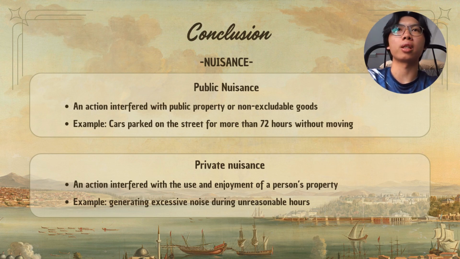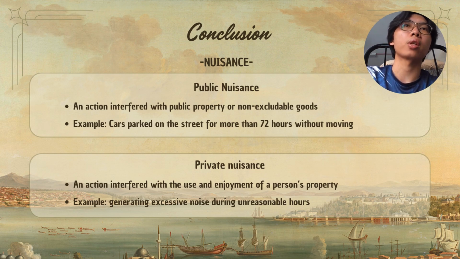Okay, so in conclusion, nuisance refers to an act or condition which interferes with the use and enjoyment of someone's property. However, if the action is interfering with public property or non-excludable goods, then it is considered as public nuisance. The example for public nuisance is like parking on the streets for more than 72 hours without moving, which is the most common nuisance we have seen around us. And for private nuisance, an action interfering with the use and enjoyment of a single person's property is considered as a private nuisance. The example for private nuisance is like generating excessive noise during unreasonable hour. It is like your neighbor playing piano so loud in the midnight time.